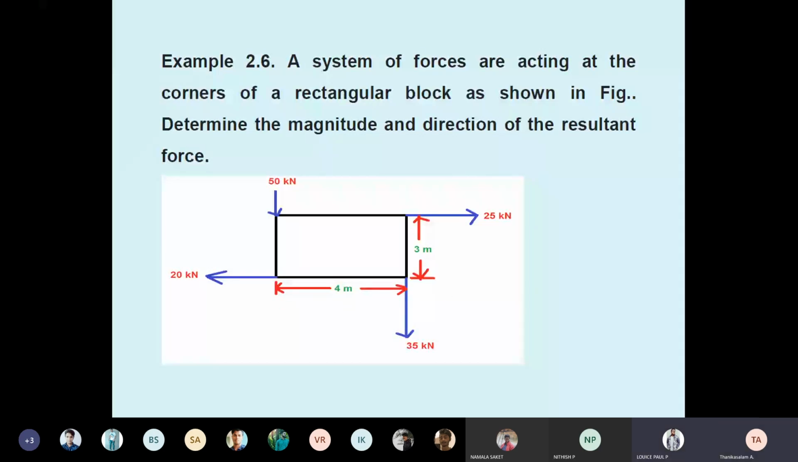No need. This is superfluous theta. No need to use 3 meter, 4 meter. We have to consider only forces. Sometimes they give the distances, like the rectangular block here, that's why they gave the diagram with 4 meter, 3 meter.